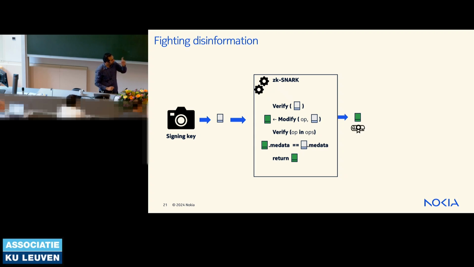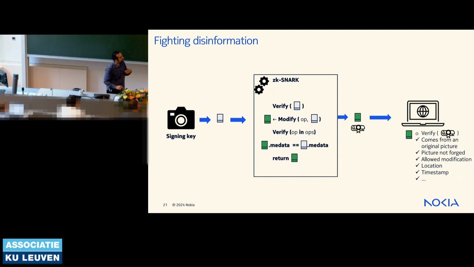So what it gives you is a picture and a proof this time. This proof is a SNARK proof. If you verify it, it gives you the guarantee that the picture comes from an original version of it, from a Sony camera, and the picture is not forged, and the allowed modifications were done. Location, timestamp, and metadata are the same.